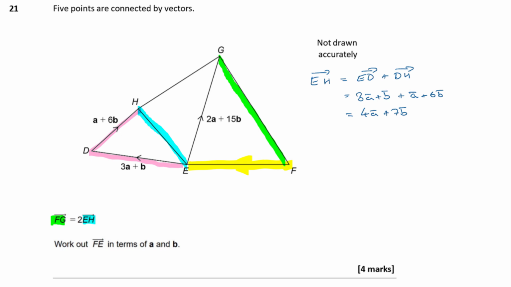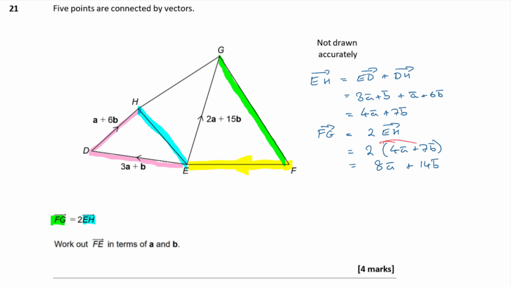Okay, so that's good going. Now I know what e to h is, I can now work out what f to g is, because I know that that's going to be 2 lots of e to h, and I just found e to h. So that's the same thing as 2 lots of 4a plus 7b. Now these vectors, they just multiply out the same way as algebraic terms, so you would just times that by that, and I'm going to get 8a plus 14b. Okay, so that's my f to g.